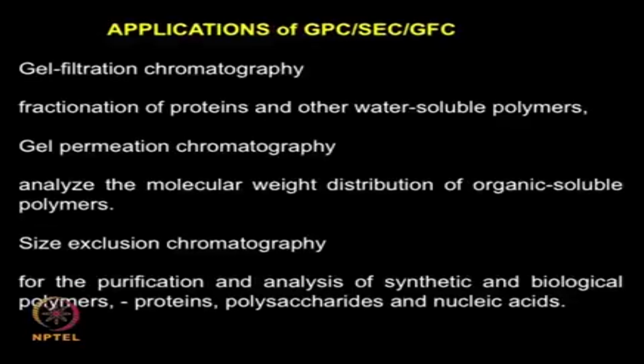So where do you apply gel permeation chromatography or gel filtration chromatography or size exclusion chromatography? It has several applications: fractionation of proteins and other water soluble polymers, and gel permeation chromatography for analysis of molecular weight distribution of organic soluble polymers. So I can study synthetic polymers, I can look at the molecular weight, polycarbonate, polyurethanes. Size exclusion chromatography I can use for purification and analysis of synthetic and biological polymers, proteins, polysaccharides, nucleic acids and so on.